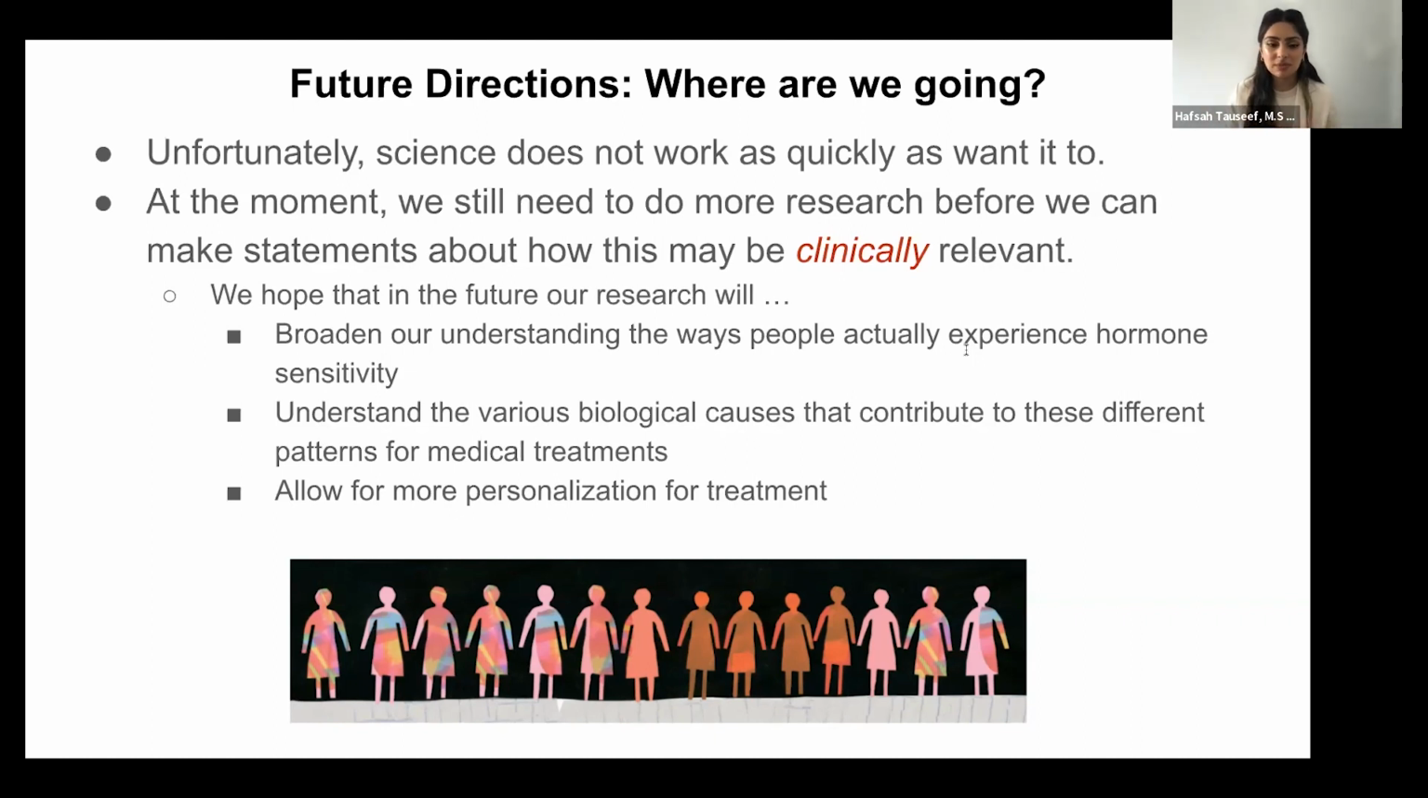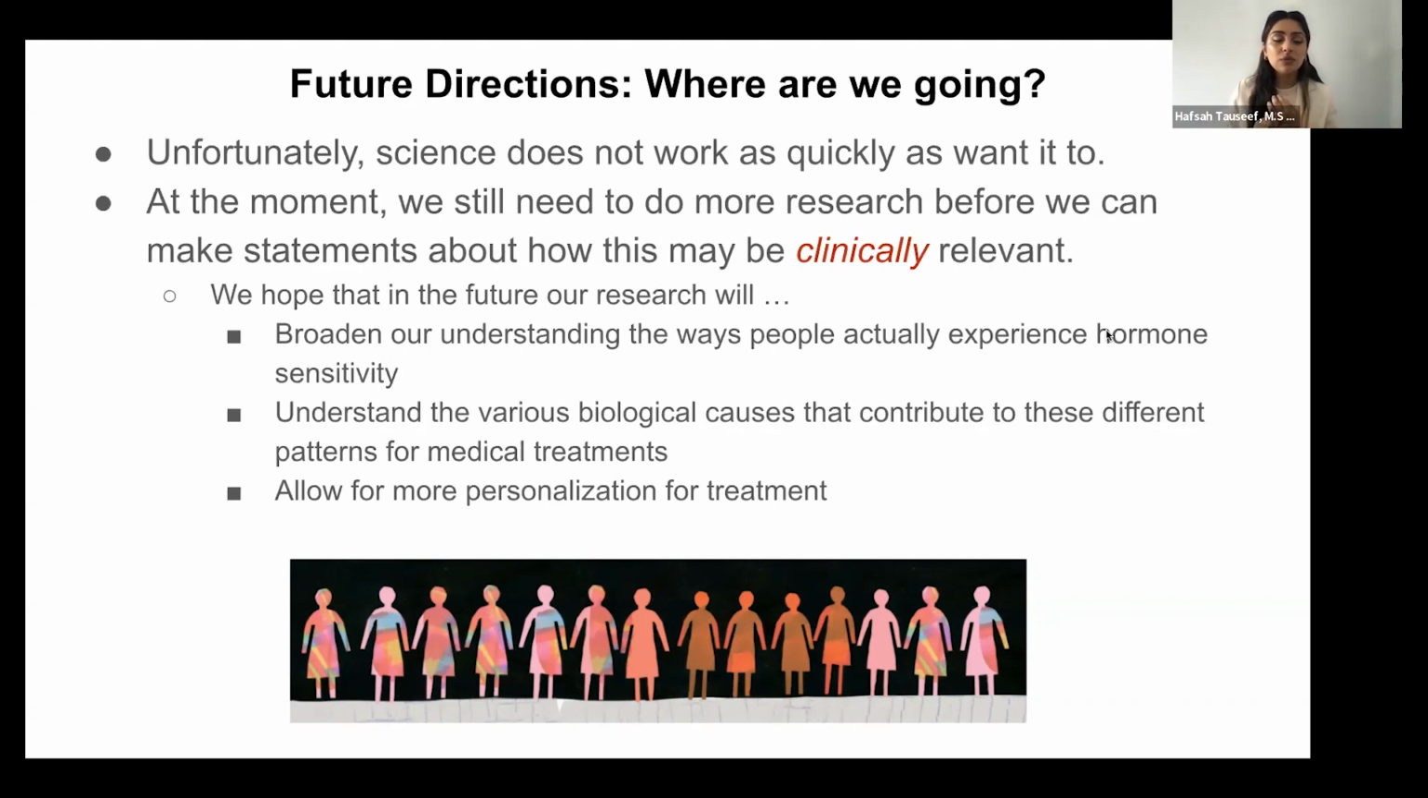So what do we need to do to make that happen? Well, we need more people. We need diverse samples of people, and we need people with different psychiatric conditions so that we can understand all of what might be going on. But what our hope is, once we do all of this wonderful work, we're hoping to make it clinically relevant. So how do we do that?